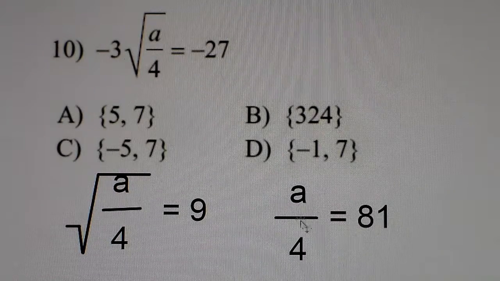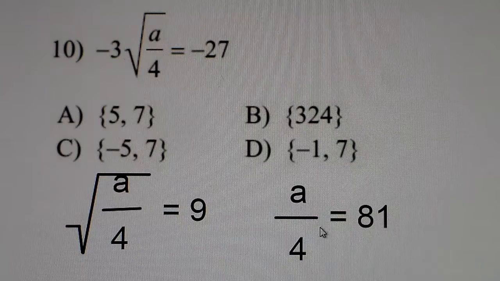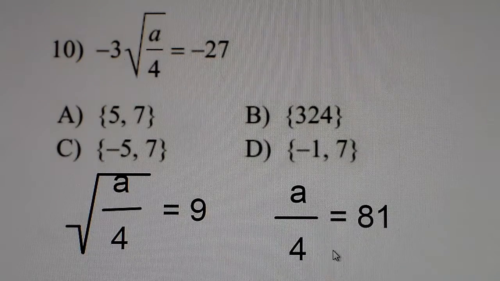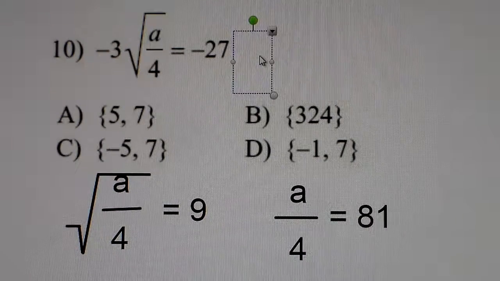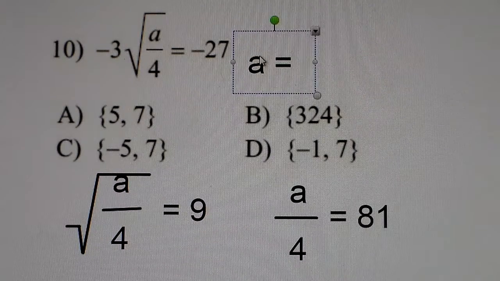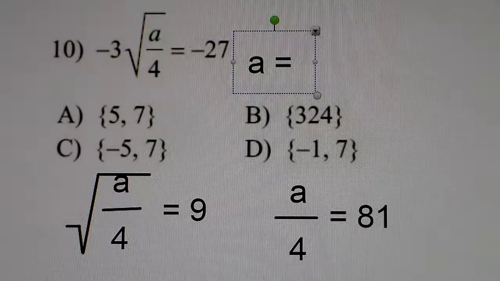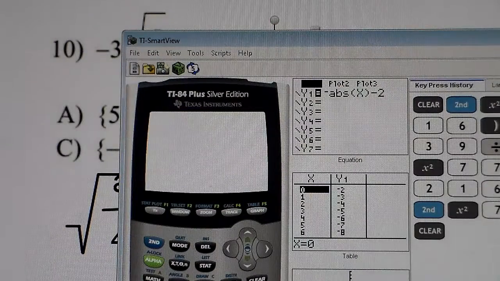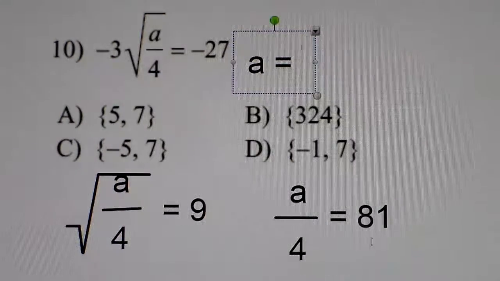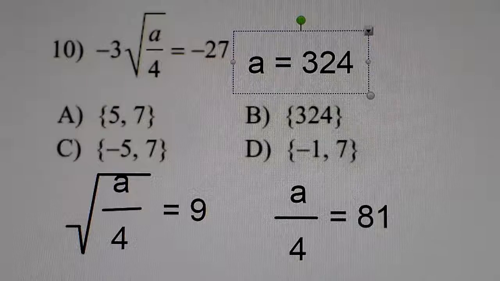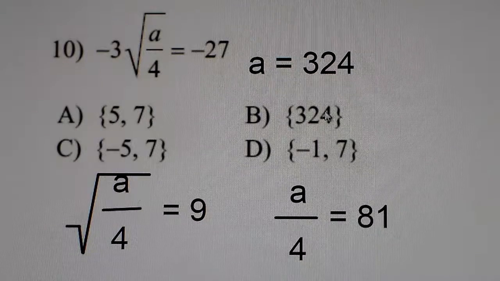Now to get a all by itself, we have to do the inverse operation. The inverse operation of divide by 4 is multiply by 4 to both sides. So a equals 81 times 4. I'll put it in the calculator to double check, because it never hurts to do that. It gets you 324. So 324, that'll be the answer. So number 10 is B.